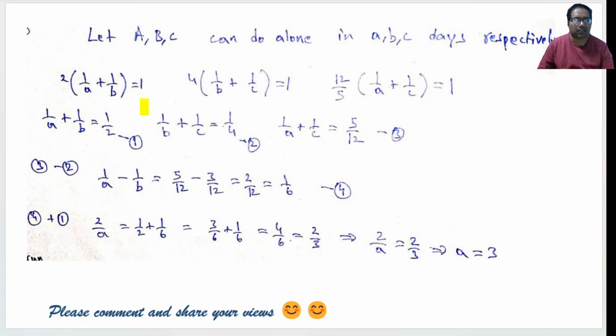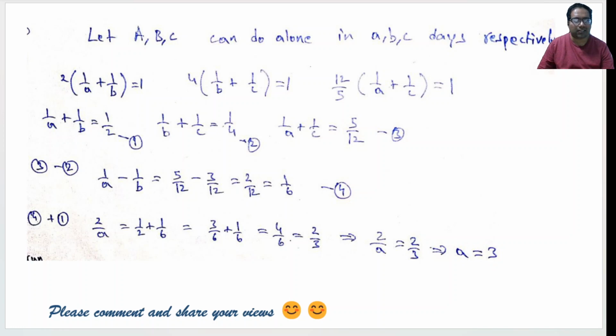Now this one and the first one. Let's add both of these. 1 by b and minus 1 by b cancel, and we'll be left with 2 by a equals 1 by 6 plus 1 by 2. Right. What is 1 by 2? It's actually 3 by 6. 3 by 6 plus 1 by 6, which is 4 by 6, is nothing but 2 by 3. Right. 2 by a equals 2 by 3. What does that mean? a equals 3. What does this mean? A can alone do in 3 days. A alone can do in 3 days.